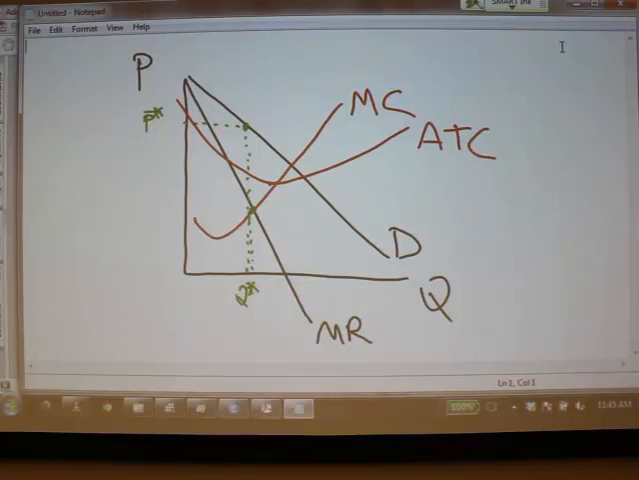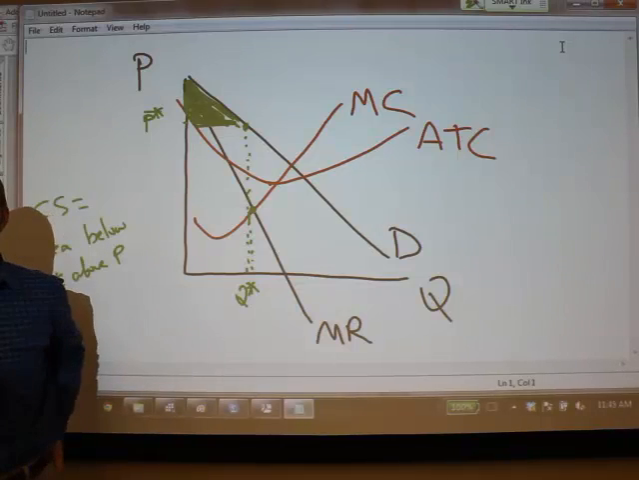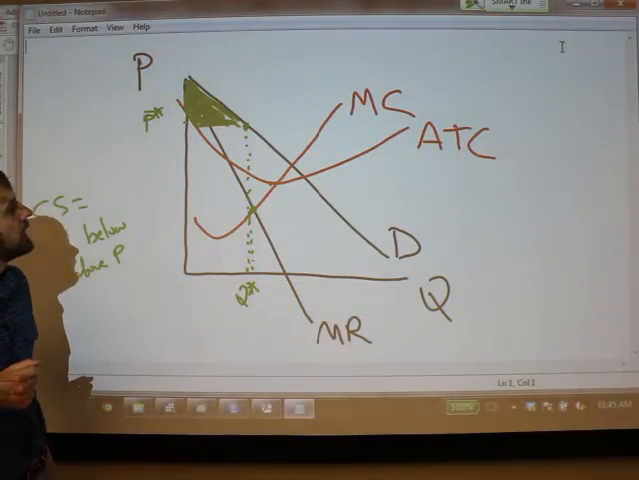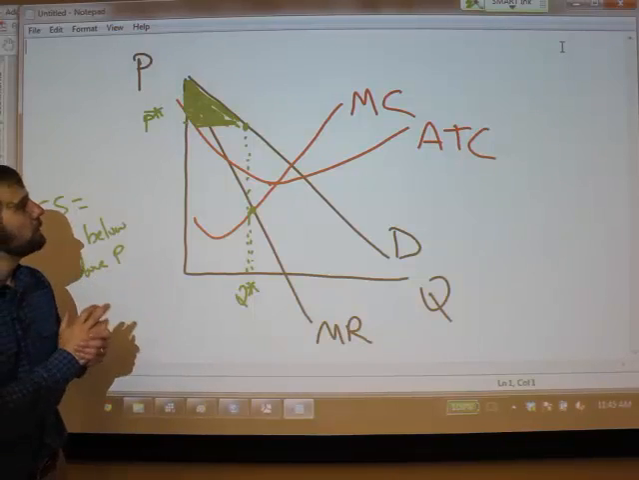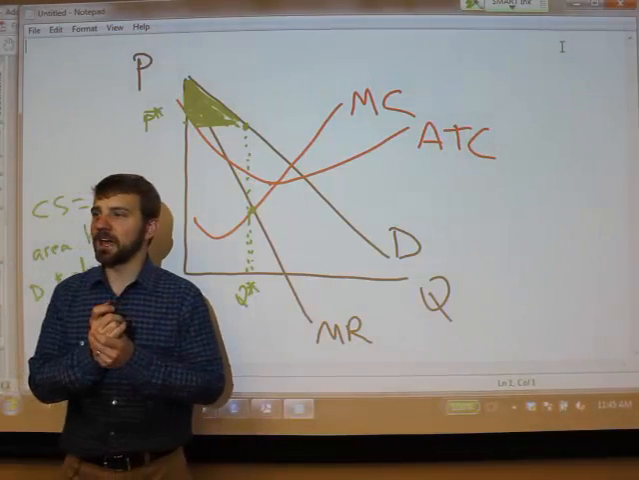Okay, let's assess the efficiency in terms of consumer surplus. What's the consumer surplus? The area under the demand curve and above the price. So in other words, this area here. So this is the consumer surplus that the consumers are getting. But let's say the government took the following action.